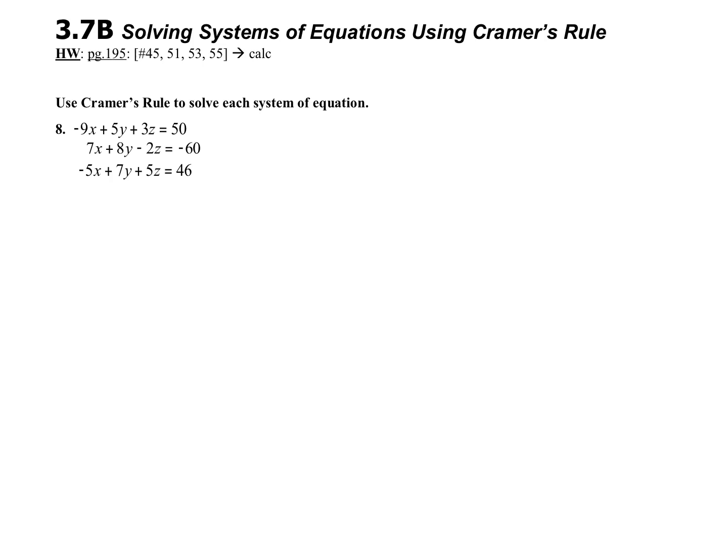In lesson 3.7b, we're using Cramer's rule to solve a 3x3 system. Remember that with Cramer's rule, each variable will equal the quotient of two determinants. So let's start by finding x.